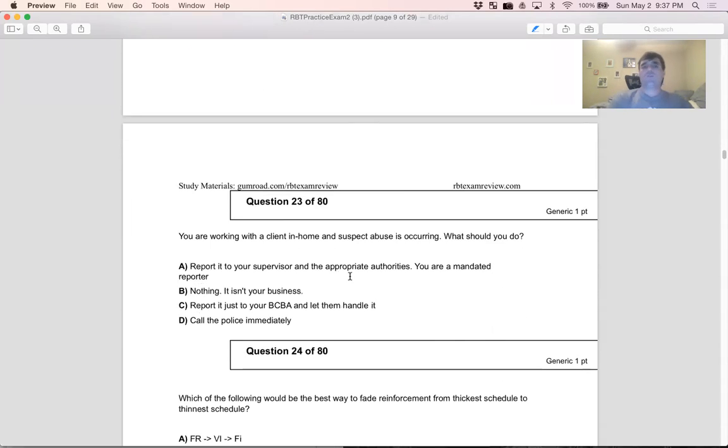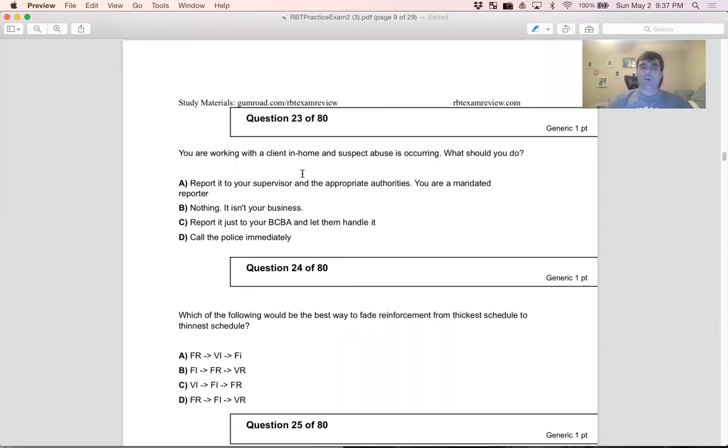All right. Question 23. You're working with the client in home and suspect abuse is occurring. What should you do? So you're working with your client, doing your service, and you start to think something might be going on where either verbal abuse is going on, physical abuse, whatever it might be. What is your responsibility as an RBT? A, report it to your supervisor and the appropriate authorities. You're a mandated reporter. Yes.